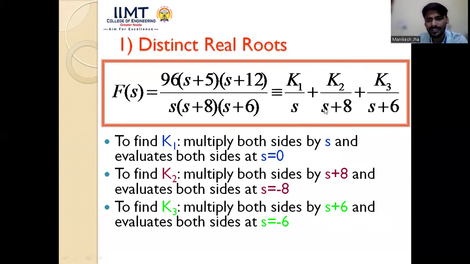Similarly, for k2, what is the denominator? s plus 8. So k2 will be defined at s equal to minus 8. Similarly, k3 will be defined at s equal to minus 6. So we are getting 3 poles: 0, minus 8, minus 6. So at these 3 points we are going to find k1, k2 and k3.